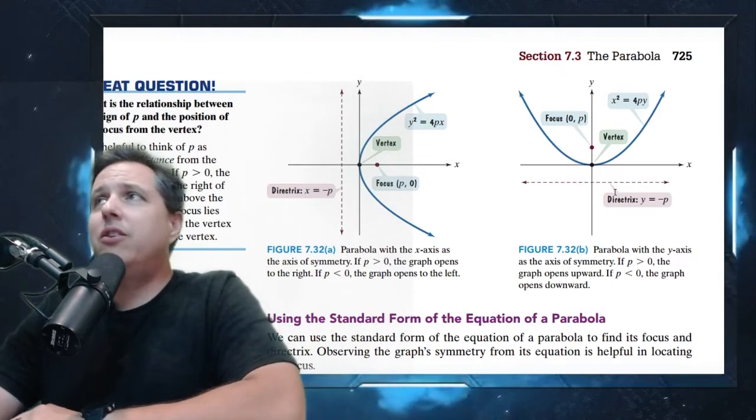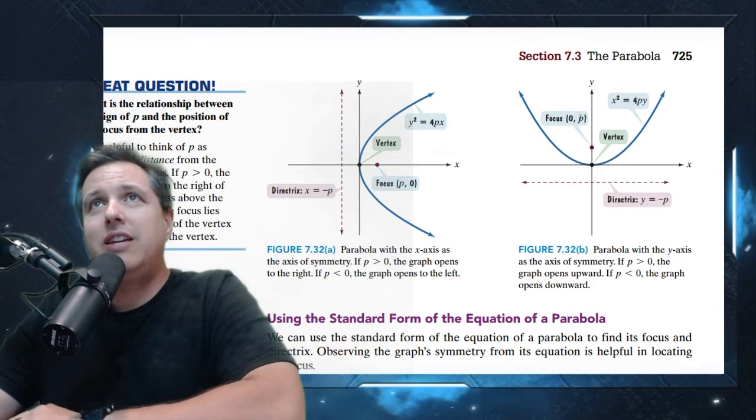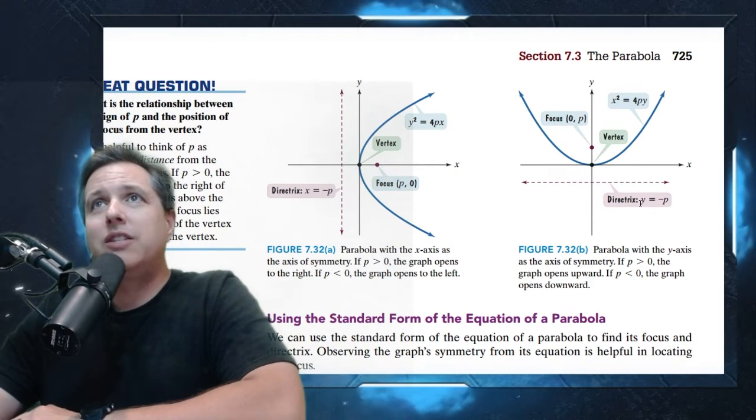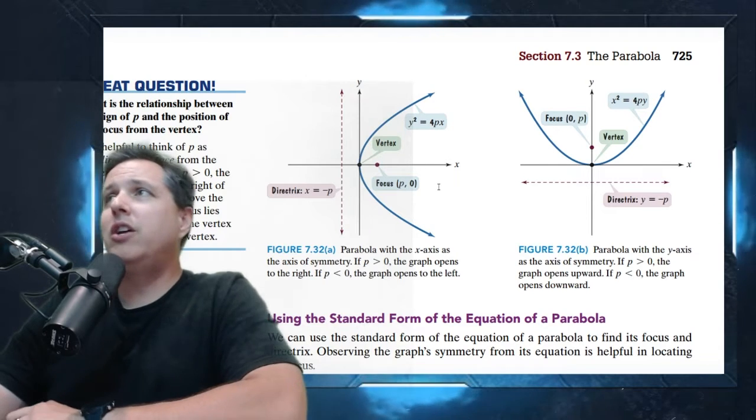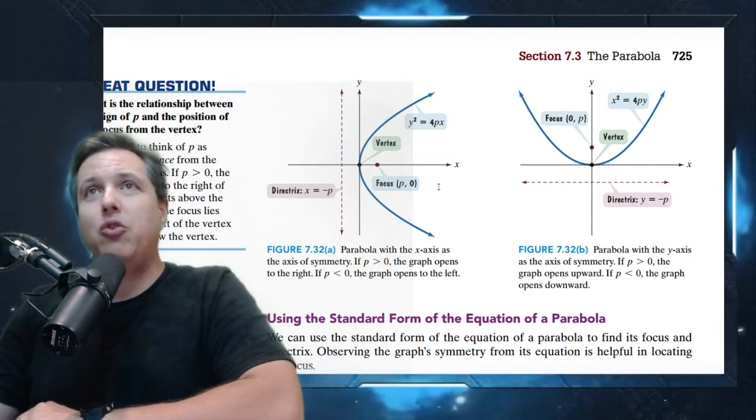And notice up here in the picture, they tell us everything that p tells us. The focus is located at (p, 0). The directrix is x equals negative p. And for this picture, we have another version of it. Once you can figure out what p is, you know a whole lot of information about your parabola.